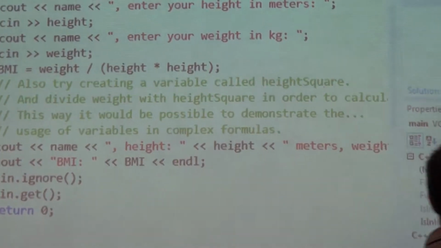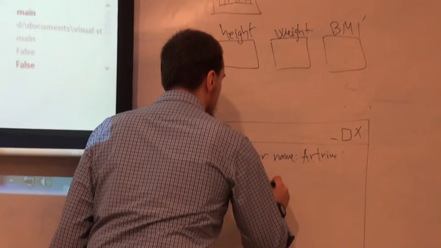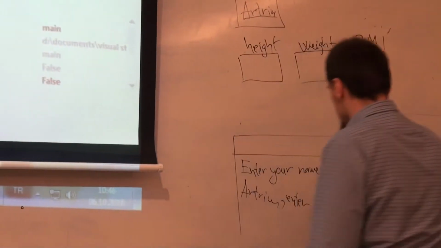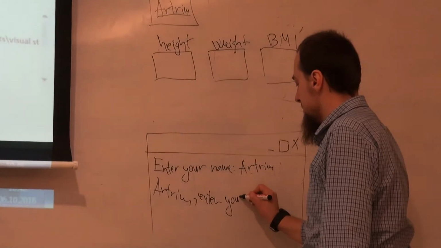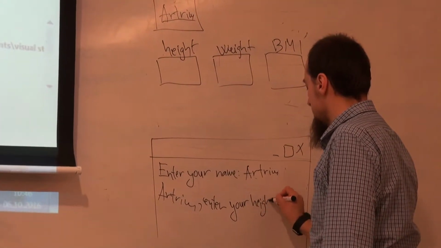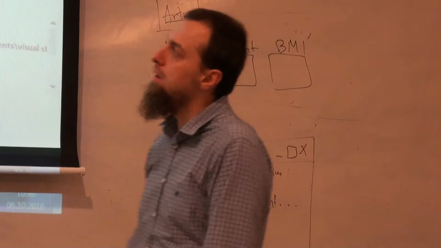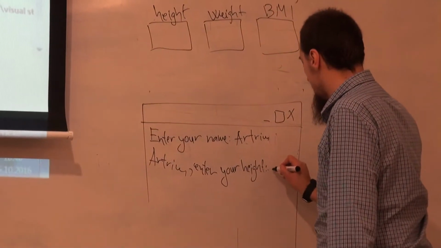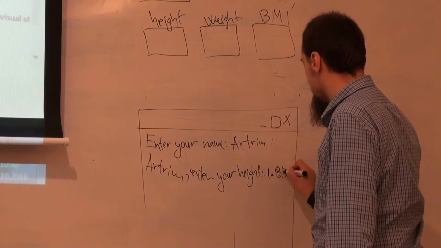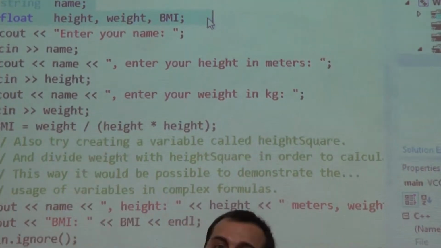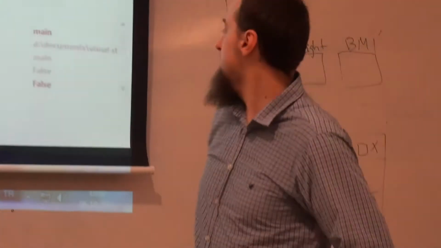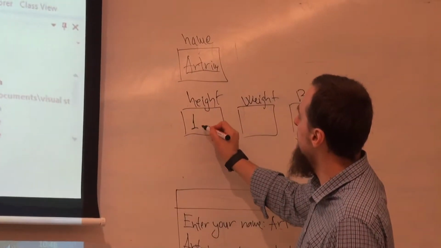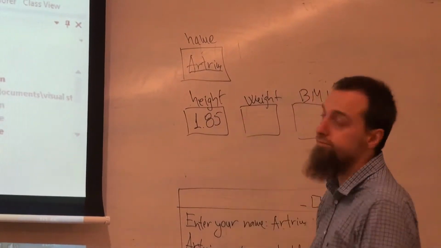Enter your height in meters, comma, enter your height. And I'm reading my height. Okay. Let's say I'm giving 185 as an input. When I press enter, the value that I just gave as an input is going to be stored here. So here I have 185.